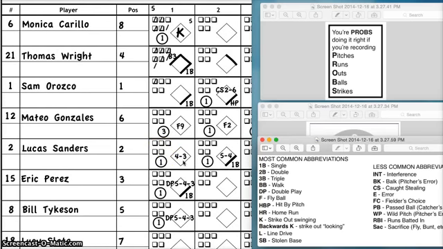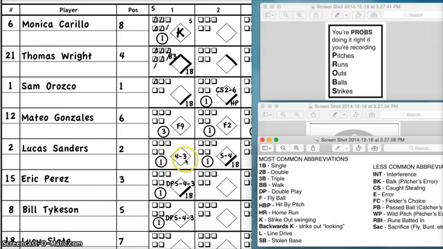So a ground out is pretty simple. All we want to do is make sure to note the players that handled the ball. So if we're looking at this, we can see, all right, there was an out because I see a circle with a number in it. Who handled the ball to get the out?